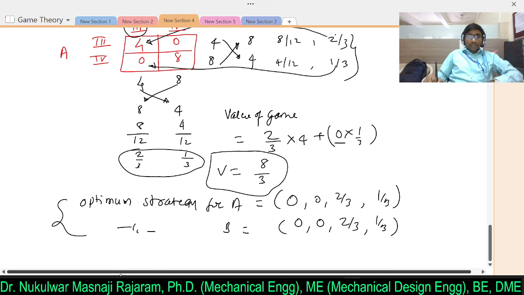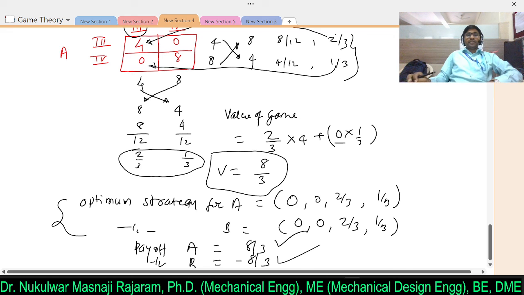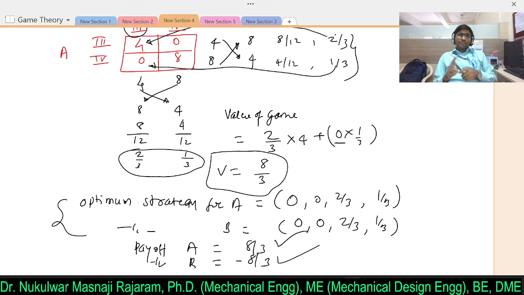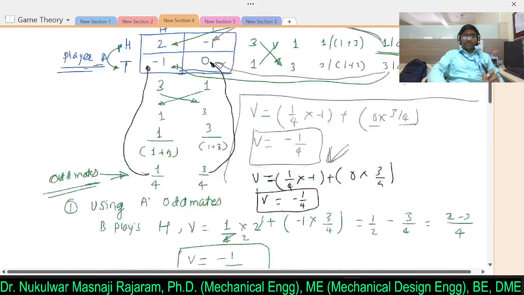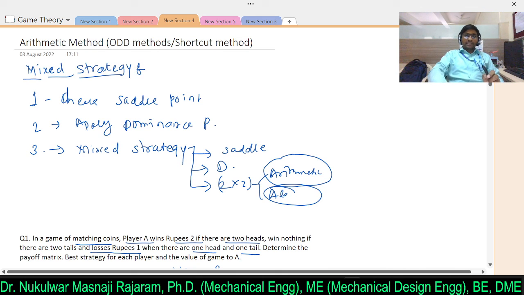So if someone asks you payoff for A, that will be 8 by 3, and if I ask you what is the payoff for B, then that will be the minus 8 by 3. If A is gaining, then B will have loss. Clear? So I hope you understood the principle of the arithmetic, or we can say mixed strategy also.